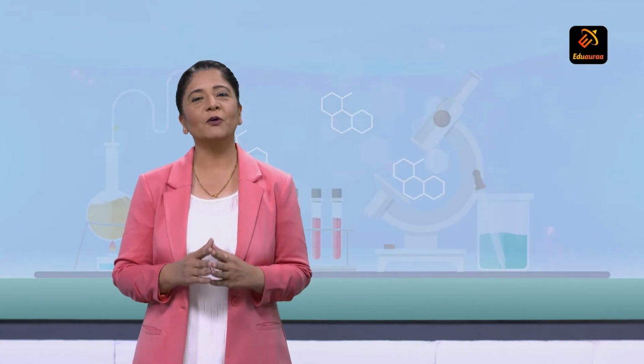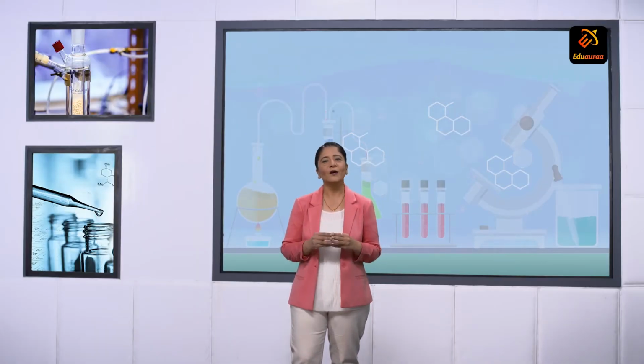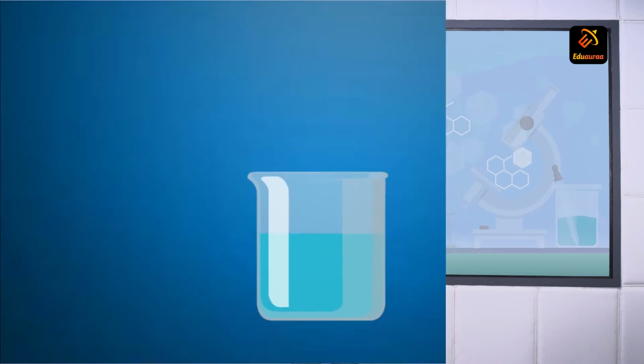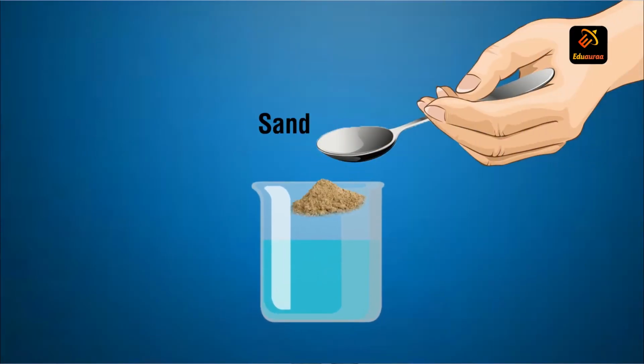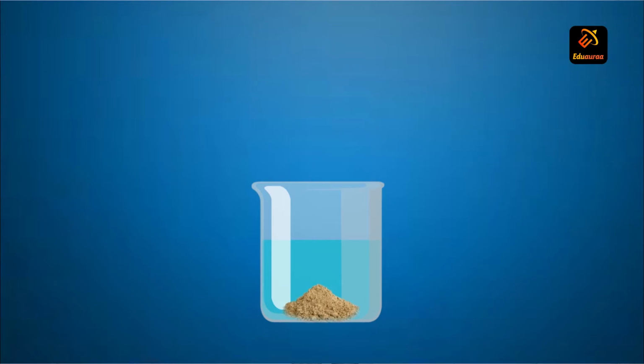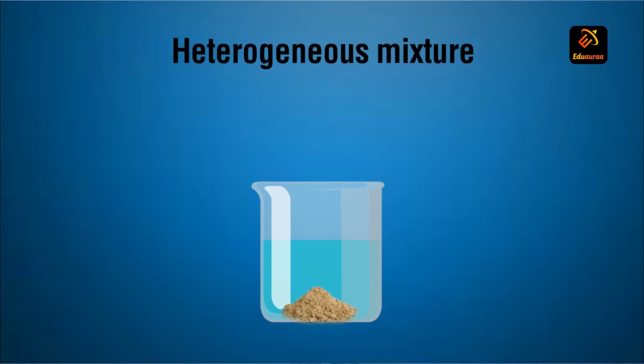We are going to study about heterogeneous mixture. For example, students, if I give you a beaker filled with water, you put some sand into it. Will you be able to see the sand? Yes, because it's a heterogeneous mixture. You'll be able to see sand and water separately, forming two layers. So that is why we call it a heterogeneous mixture.